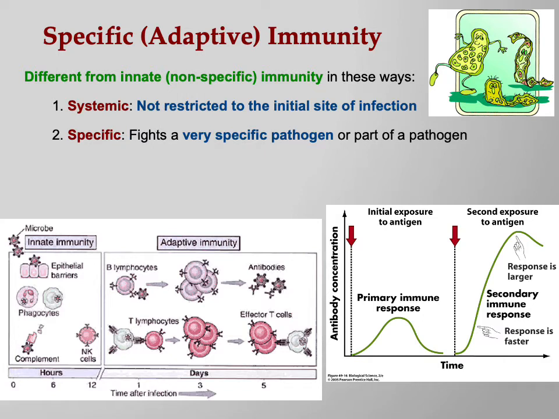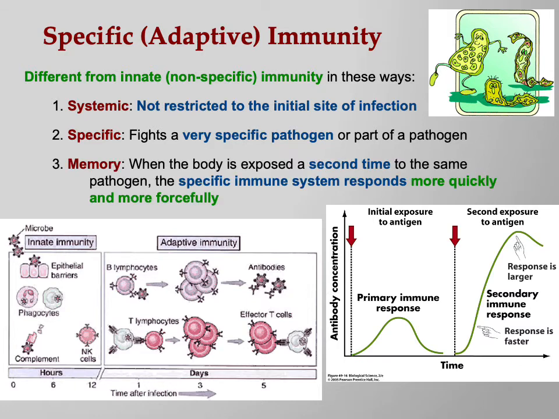And specific fights a very specific pathogen. So neutrophils, for example, will fight any kind of bacteria. But with T and B cells, there is a specific T or B cell for each specific kind of bacterium. So for strep throat, for pneumococcus, for Pseudomonas, all the different bacteria, there are specific T and B cells for each different kind of bacterium. That's why it's specific.